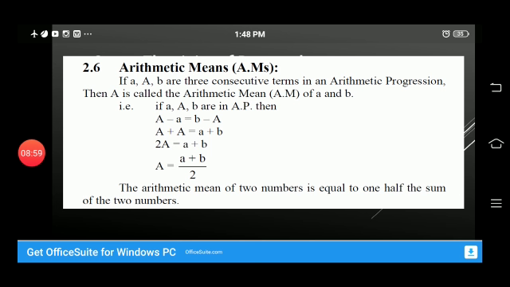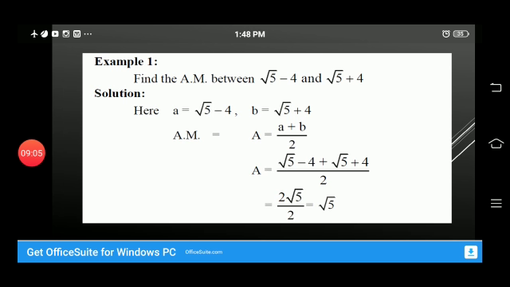The arithmetic mean of two numbers is equal to one half of the sum of the two numbers. For example, find the arithmetic mean of root 5 minus 4 and root 5 plus 4. As the first one is a and the second one is b, by putting the values in the formula A is equal to a plus b over 2, we will get the answer, that is root 5.